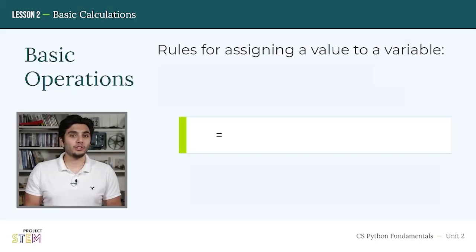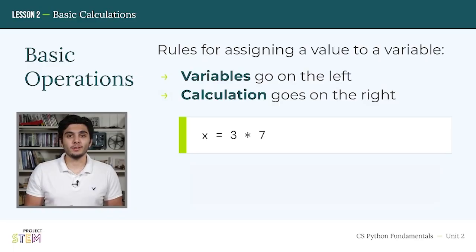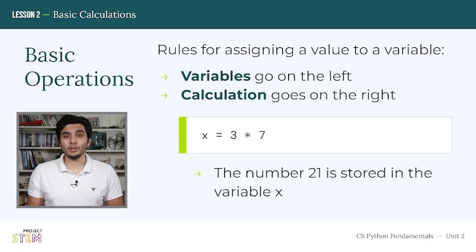When we do basic operations, there are some rules about how we set them up. If we want to assign a number to a variable, the variable goes over here on the left, and then the calculation goes here on the right. This calculates 3 times 7, figures out that that's 21, and then it assigns that value to the x.